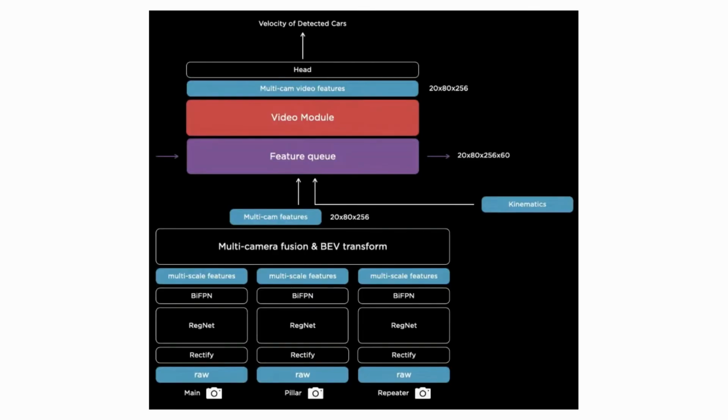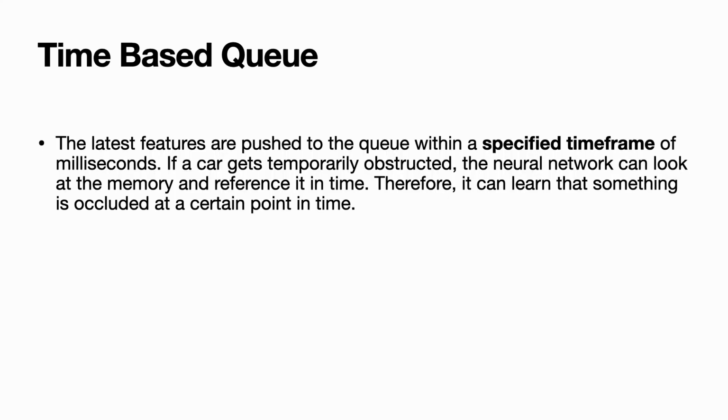Multi-scale features are generated by the transformer module and are concatenated with kinematics, such as velocity and acceleration, as well as the tracking of the position of the car. These encodings are stored in a feature queue which is then consumed by a video module. Time-based queue. The latest features are pushed to the queue within a specified time frame of milliseconds. If a car gets temporarily obstructed, the neural network can look at the memory and reference it in time.